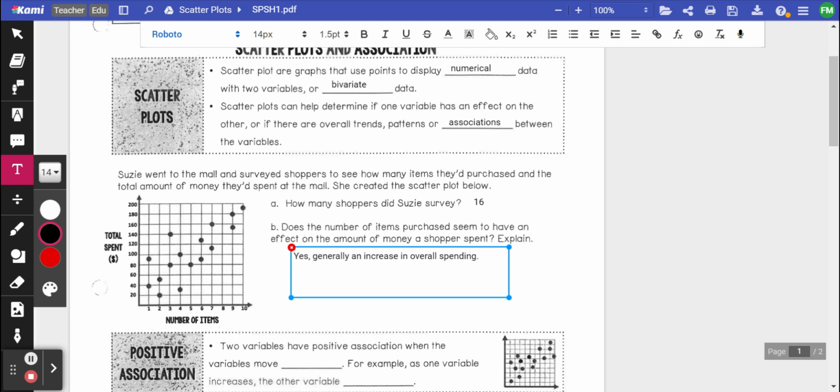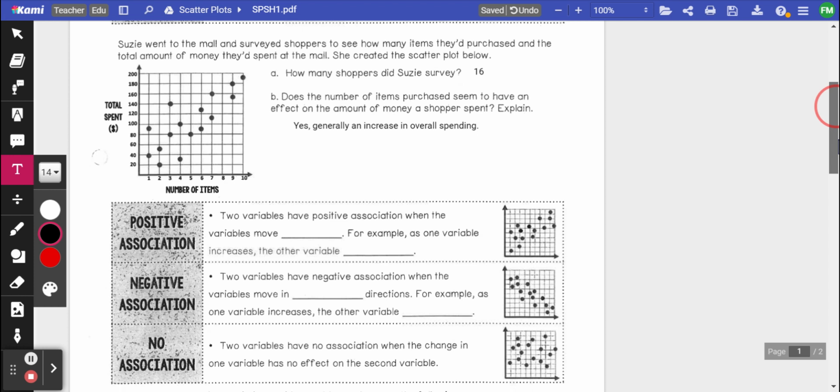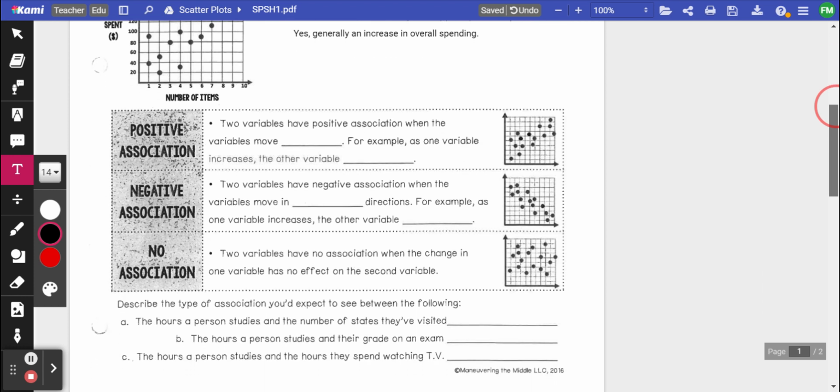Now, it's not foolproof. You've got 3 items for 140 and 7 items for about 110. So when you look at scatter plots, it's not a definitive yes or no in all cases. There are going to be some points that stand out, which we'll cover in the next lesson.